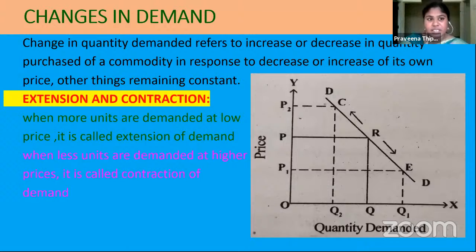So there are some changes in the demand, children. There are two types of changes. One is extension and contraction, and the other is increase and decrease. So what is extension and contraction? Change in quantity refers to increase or decrease in quantity purchased of a commodity in response to decrease or increase of its own price, other things remaining constant, meaning keeping other factors constant. If there is a change in demand only due to change in price, that change is called extension and contraction. So more units are demanded at low price and fewer units are demanded at high price.